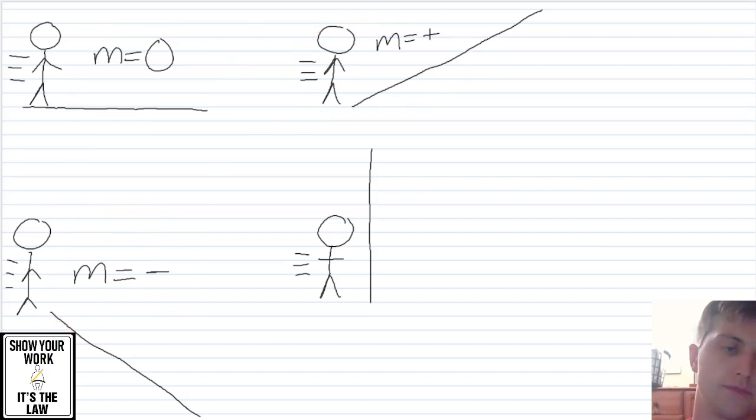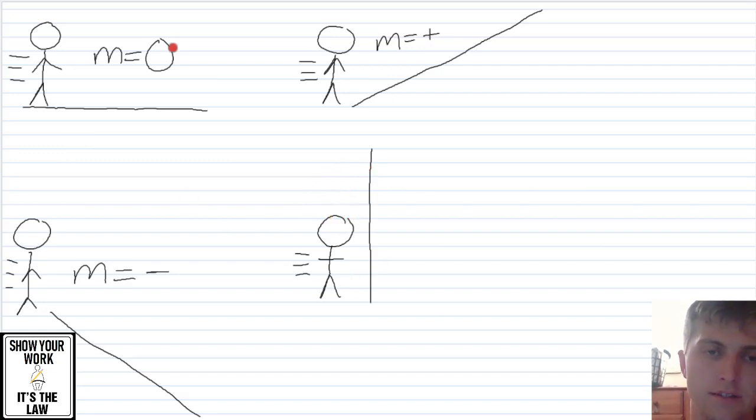Okay, so now you're walking. Uh-oh. You come up to something straight up and down. It's a wall. Can you walk up a wall like this? No, I don't think so.